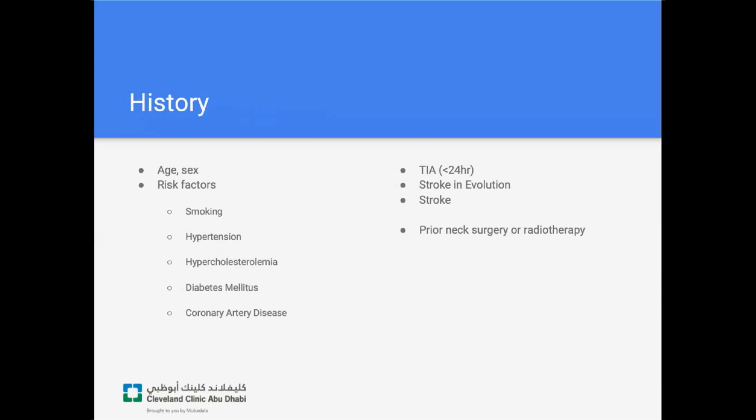This is one manifestation of systemic atherosclerosis that we see, the others being coronary artery disease and peripheral vascular disease in the other organs and extremities. The TIA is a stroke that recovers within 24 hours, and TIAs may or may not show up on diffusion-weighted scans of the brain. A stroke in evolution is something that occurs and then changes in depth past 24 hours, and stroke is a permanent deficit.